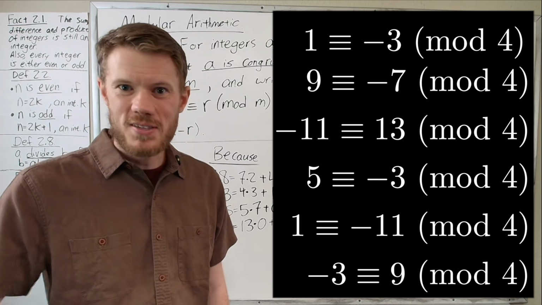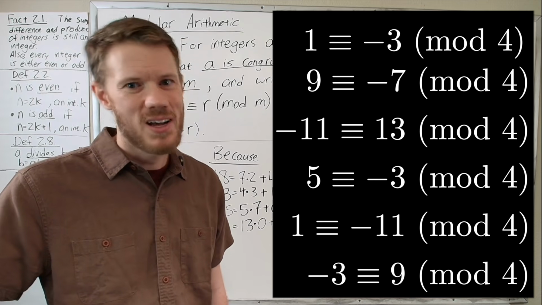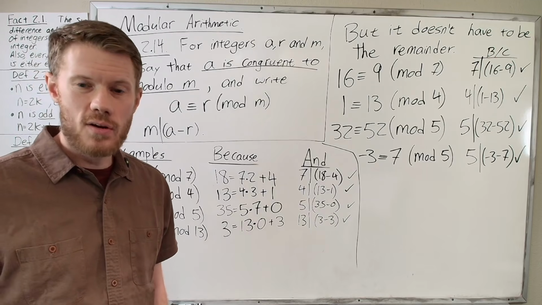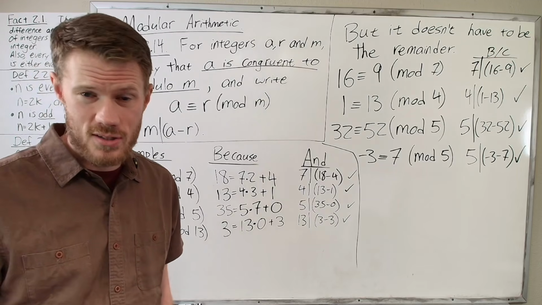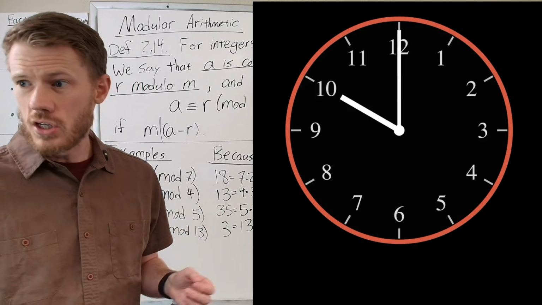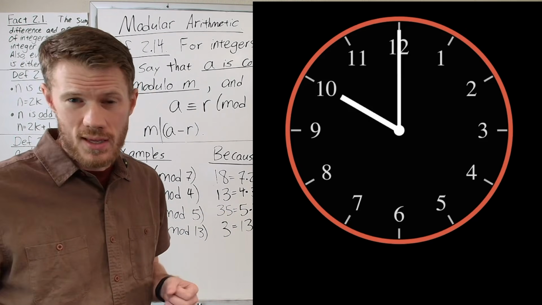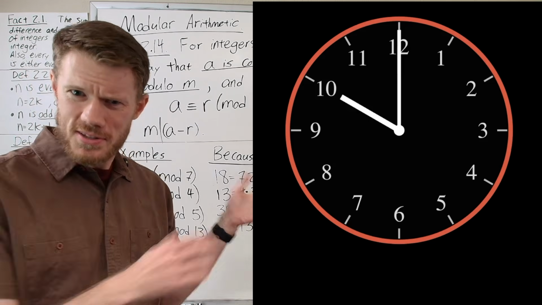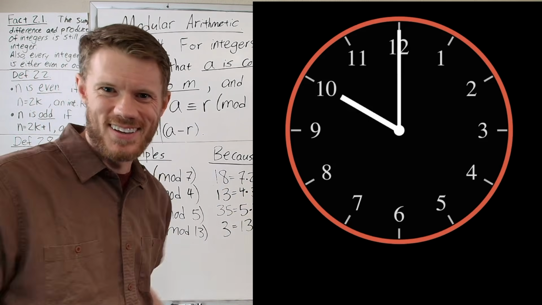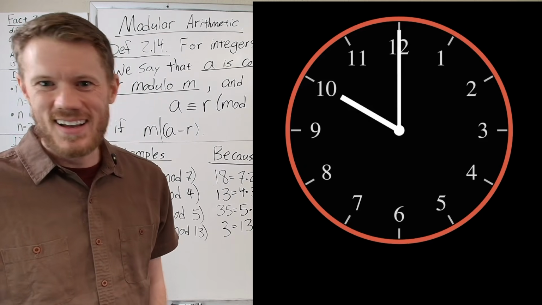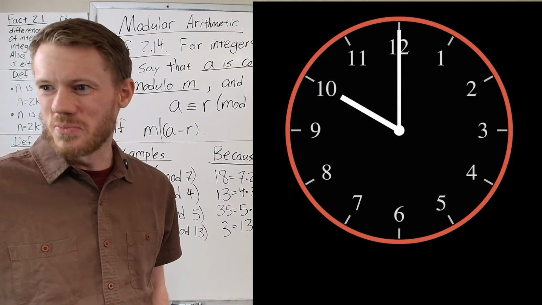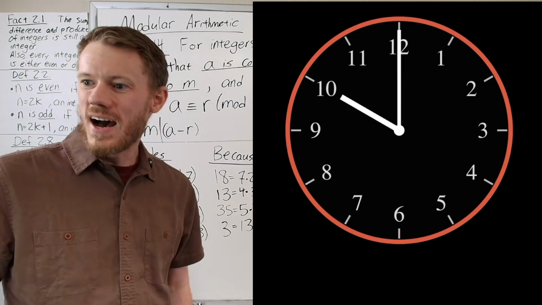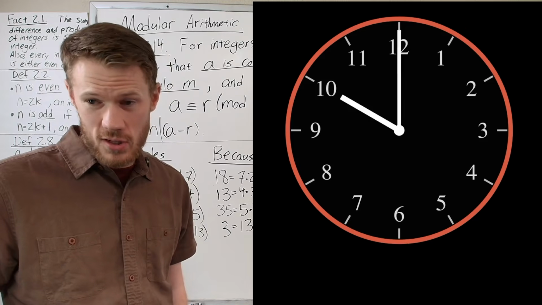Okay, now let me pause and set up my next analogy, which is clocks. This next metaphor is about clocks. So this is a clock showing 10 o'clock. And if you're in Gen Z, maybe I should introduce this. This is what clocks used to look like long ago. Today they look digital, but these are the clocks that a lot of people grew up on. So this clock shows 10 o'clock.